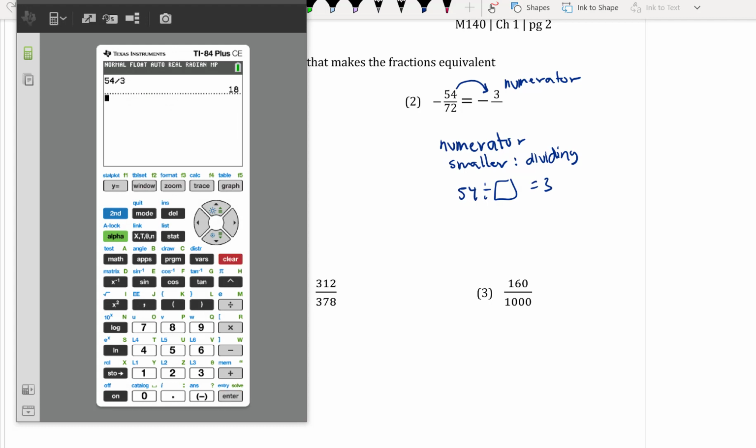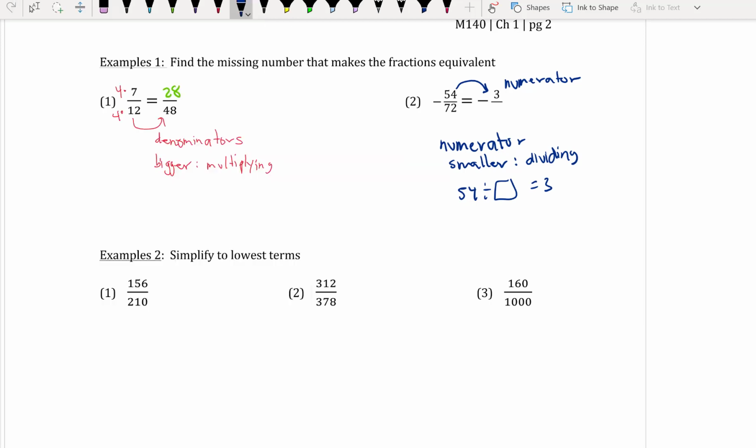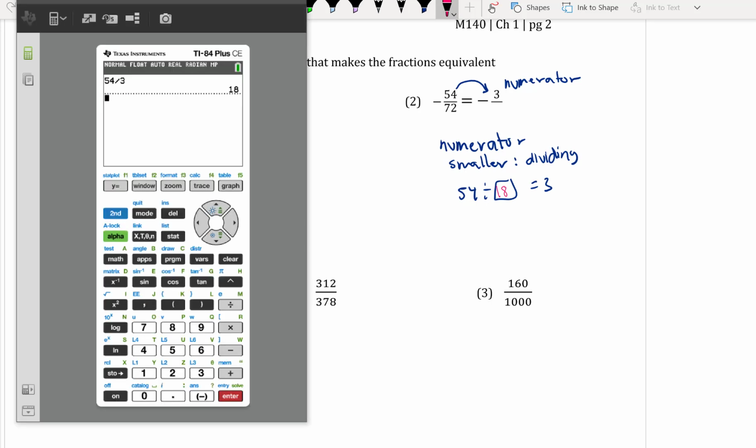And so when we do this in the calculator, if we have 54 divided by 3, we get 18. So now I know that 54 divided by 18 is equal to 3. So since we figured out the missing factor, let's just make sure 54 divided by 18 is equal to 3. So if that's the case, you're going to have to do the same thing with the denominator, which is going to be divide by 18.